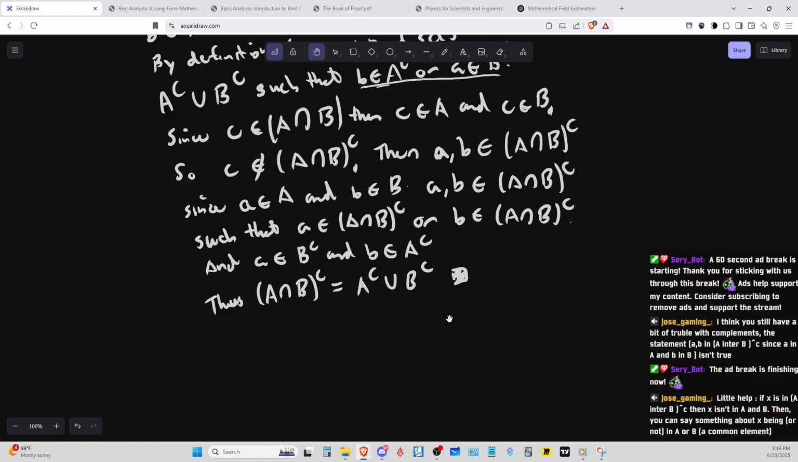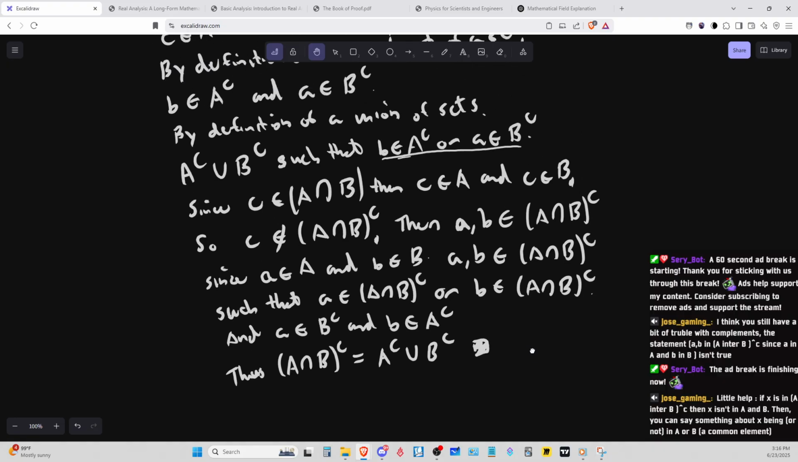A little help: if X is in the complement, then X isn't in A and B, then you can say something about X being or not being in A or B. So I should replace A and B then in this. So I should just turn this into X then, into a whole different variable, right? Is that what you're saying?